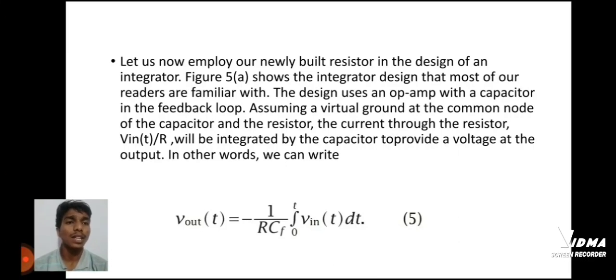Figure 5a shows the integrator design that most of our readers are familiar with. The design uses an op-amp with a capacitor in the feedback loop, assuming a virtual ground at the common node of the capacitor and the resistor. The current through the resistor, Vin of t by R, will be integrated by the capacitor to provide a voltage at the output. In other words, we can write Vout equals minus of R into Cf, integration of 0 to t Vin of t dt.